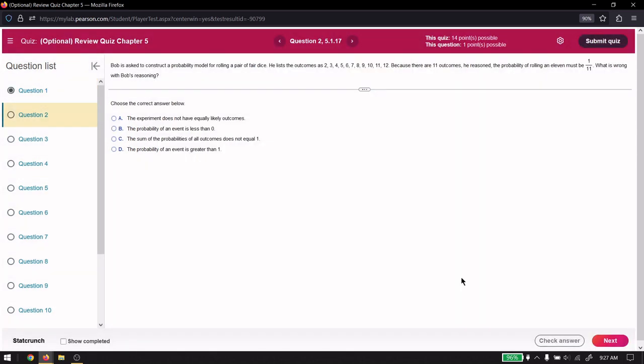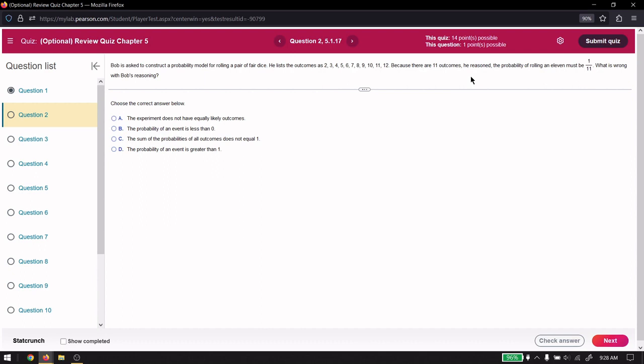Okay, Bob is asked to construct a probability model for rolling a pair of fair dice. Okay, we have this outcome. Of course, if you roll a pair of dice, you will only ever get numbers between 2 and 12. There are no other outcomes that are possible. Because there are 11 outcomes, he reasoned the probability of rolling an 11 must be 1 out of 11. So 11 outcomes, 11 is one of them, so 1 out of 11. What's wrong with his reasoning?